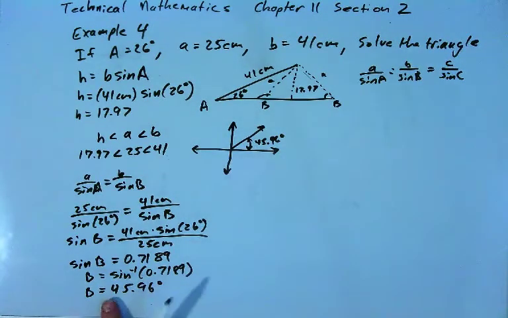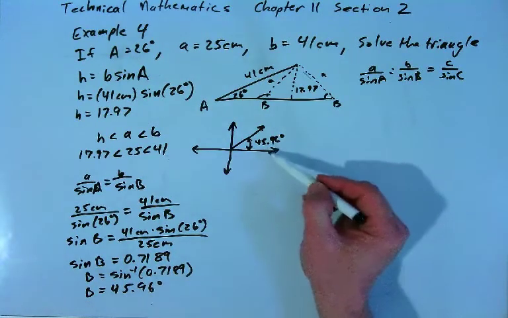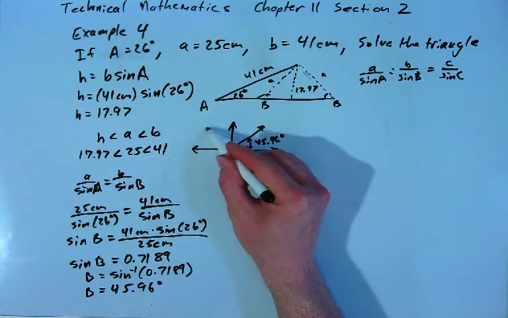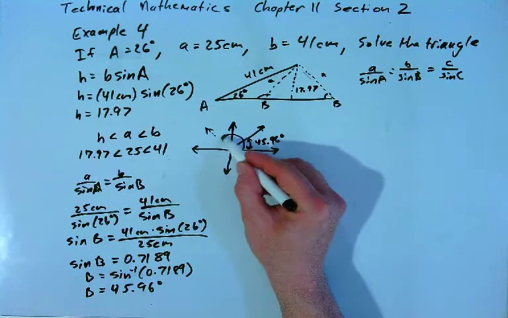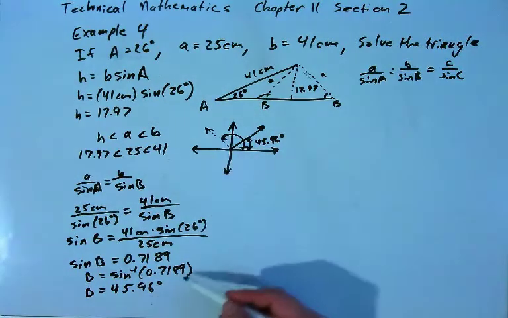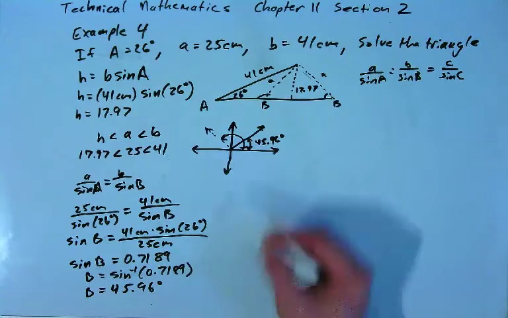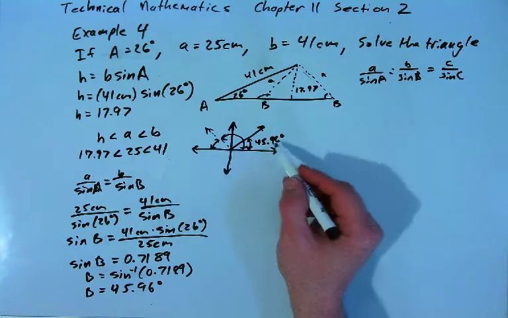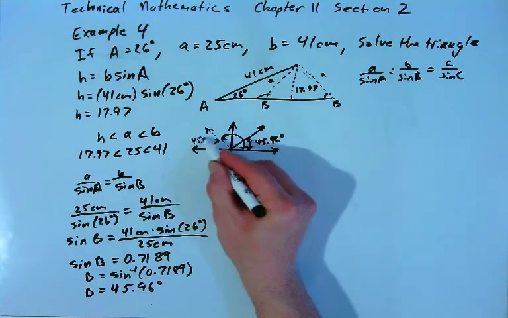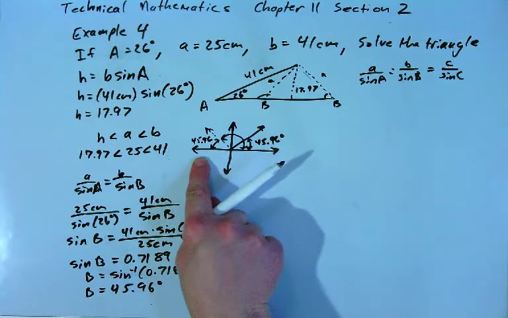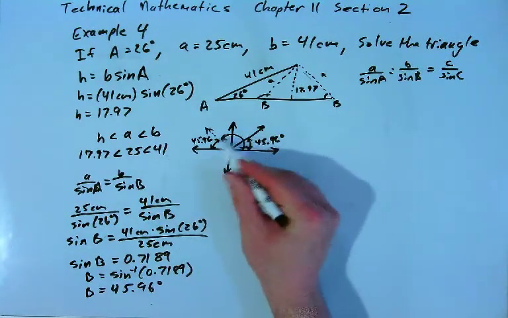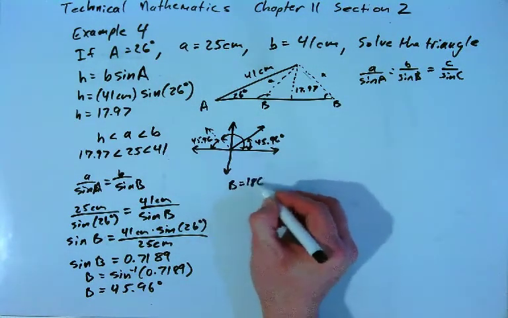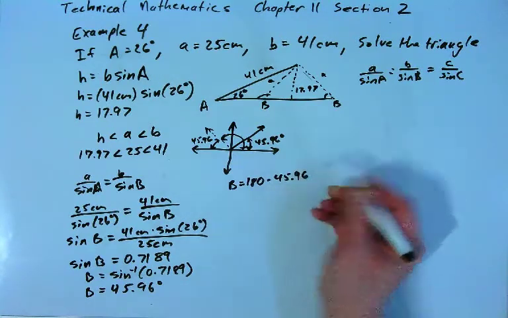two answers. And so sine of any angle between 0 and 180 is going to be a positive number. And so there's another angle over here from standard position that if we take the sine of this angle, we also get 0.7189. And so we need to determine that angle. We know that the reference angle closest to the x-axis is still 45.96 degrees. And so if we take 180 minus this 45.96, we will get the other possible answer. So B is either 45.96, or B could also be 180 minus 45.96.